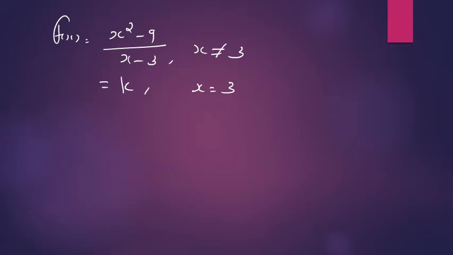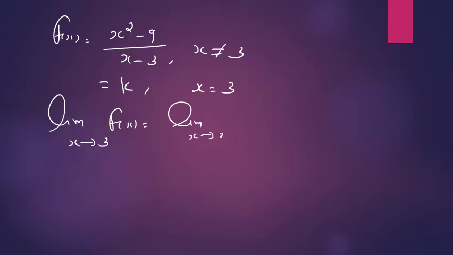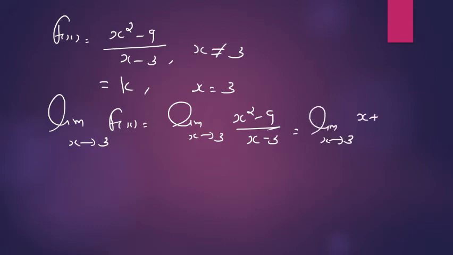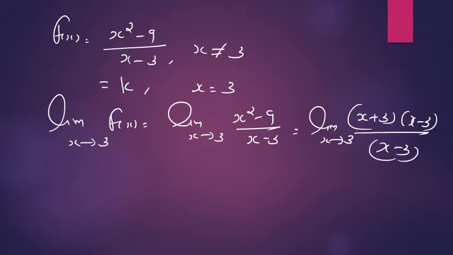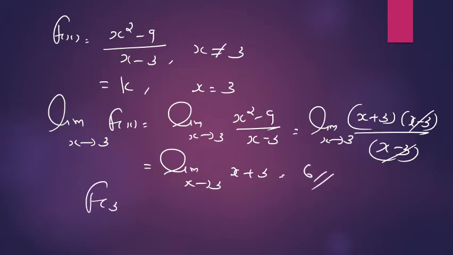So what we have to find out first is the limit as x tends to 3 of f(x), which is the limit as x tends to 3 of (x squared minus 9) by (x minus 3). If you put 3, numerator and denominator, 9 minus 9, 0 will come. So what you have to do, split x squared minus 9 into (x plus 3)(x minus 3) by (x minus 3). x minus 3 cancels. So the limit as x tends to 3 of x plus 3. 3 plus 3 is what? 6. And what is f(3)?